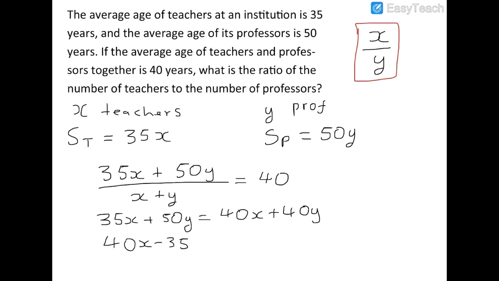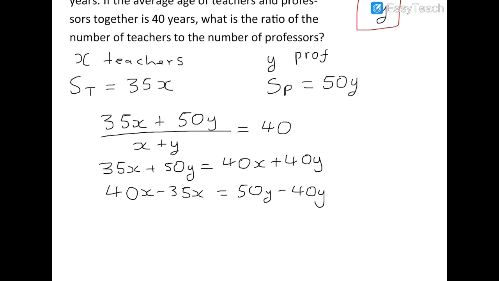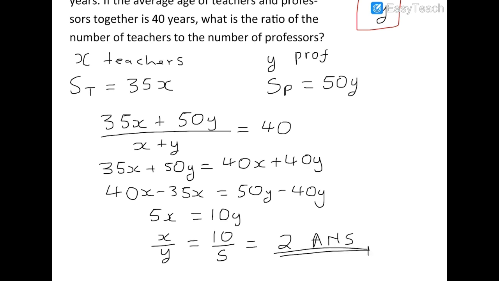Okay, let's simplify this further. We get 5x equals 10y. Okay, so divide both sides by 5y, and then we get x over y equals 10 over 5, and that is equal to 2, which is our answer. So the ratio of the number of teachers to the number of professors is equal to 2.